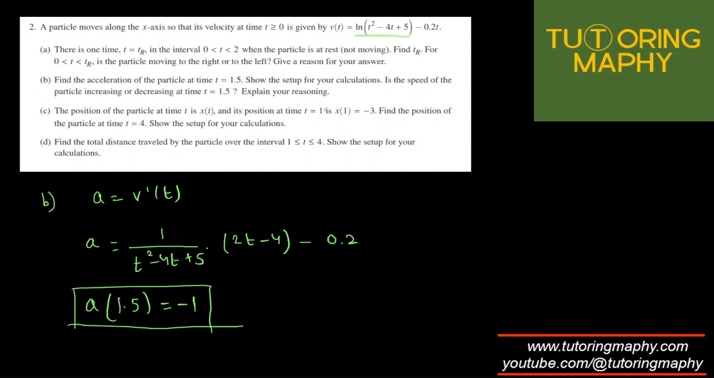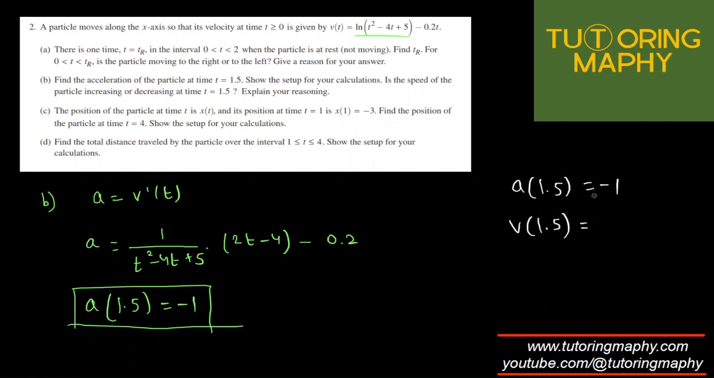They're also asking whether the speed of the particle is increasing or decreasing at this time. Explain your reasoning. Whether the particle speeds up or slows down depends on the signs of both acceleration and velocity. Since the value of acceleration at this point is -1, which is negative, we need to get the value of the velocity at 1.5.